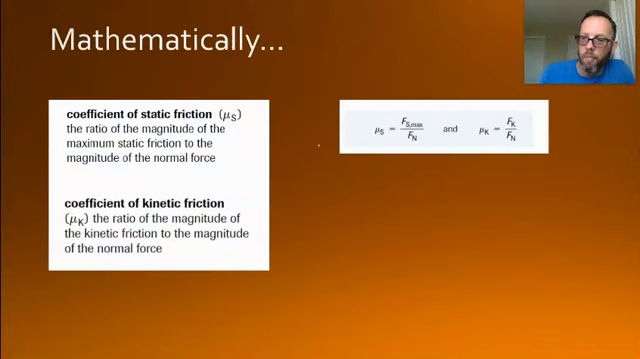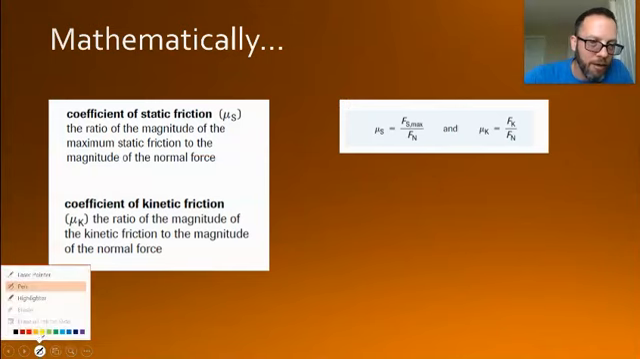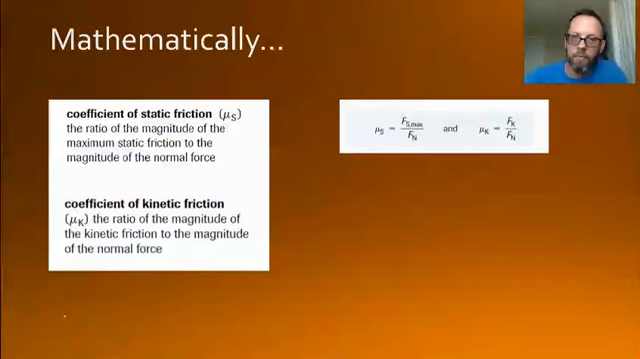Now, for our purposes, we're going to be interested in calculating forces of friction. So if we rearrange those, the maximum force of static friction, just multiplying up the Fn, is mu s, this coefficient of static friction, times the normal force. And if we rearrange this one, the kinetic friction force is equal to mu k times Fn.